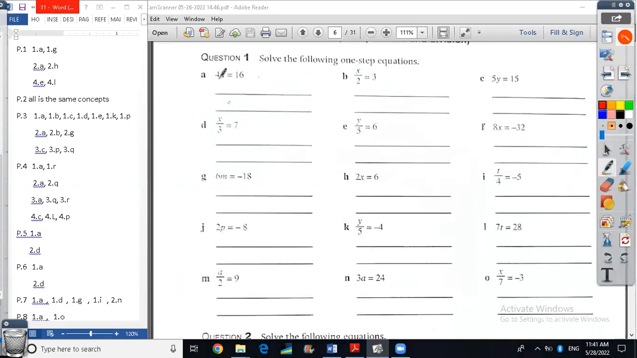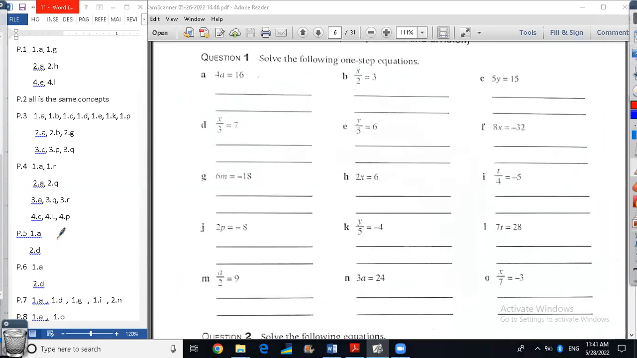Here you go. Now it's with multiplication and division. Page 5, 1A and 2D. Okay, 1A here. How can we do it? We need to get rid of the 4. So we have only a left, but 4 here is multiplied by a. So we're going to take it there, division. So 16 divided by 4 equals 4. So a equals 4.